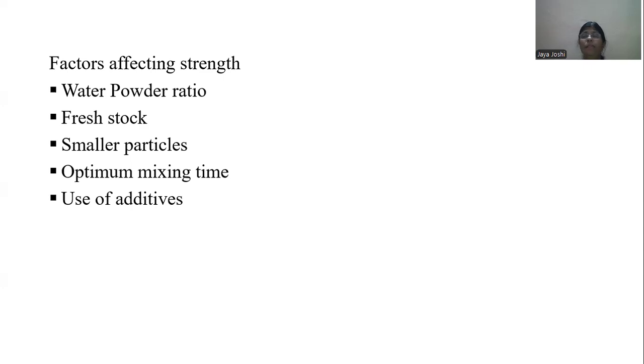Then optimum mixing time. If the mixing is prolonged beyond the limit, then what will happen? Whatever interlocking is happening will go on breaking, and there will be no proper interlocking, reducing the strength of the material. Then use of additives. Additives may interfere with the interlocking of the crystals, which reduces the strength of the material. So these are the few factors which affect the strength of the material.